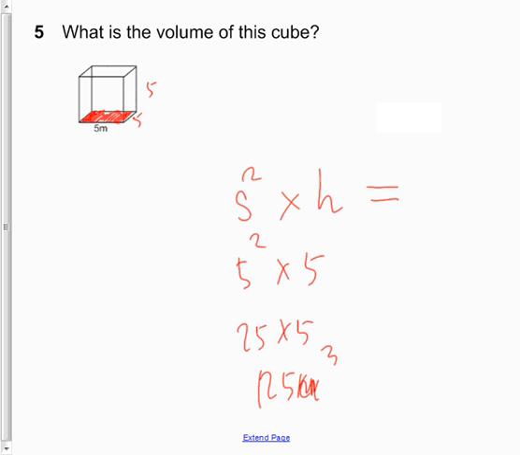Some other people say you could also use the formula side cubed, and that's why we say an exponent of 3 we sometimes refer to as being cubed. That's because it is the volume of a cube, because it has 3 dimensions.